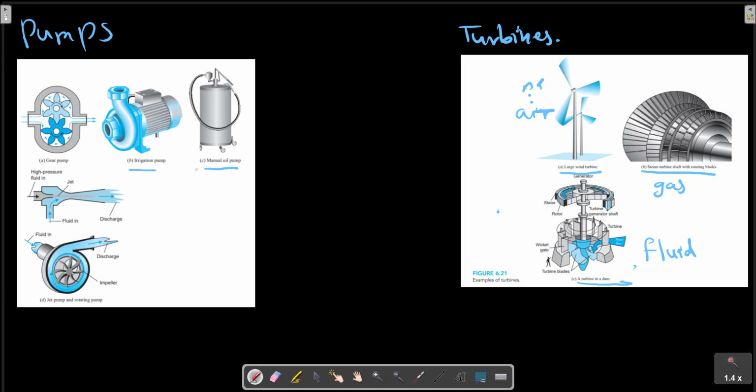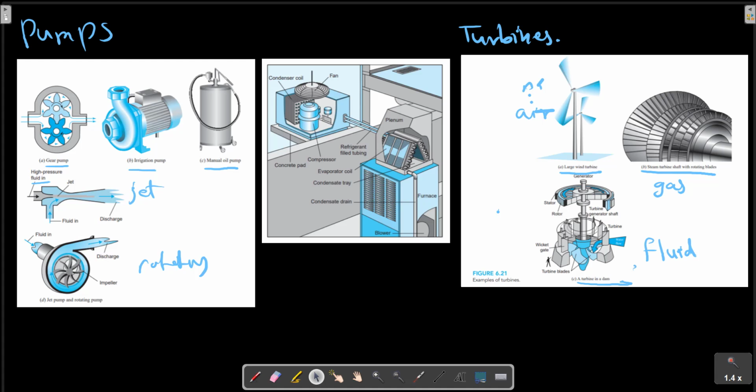Irrigation pumps, manual oil pump, gear pump, high pressure fluid in, a jet pump and rotating pump. This picture also shows an air conditioner in cooling mode.